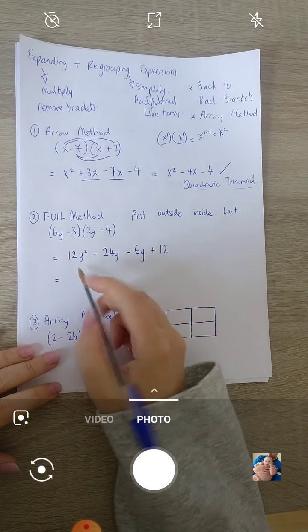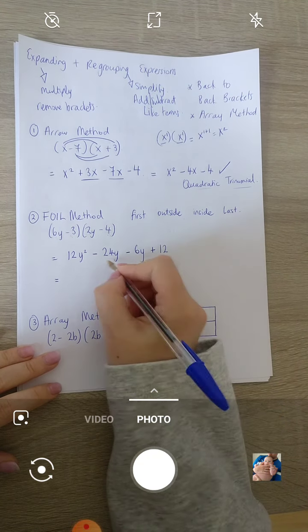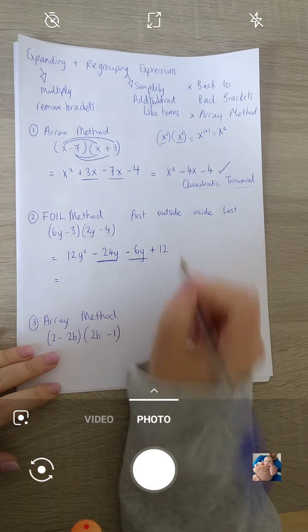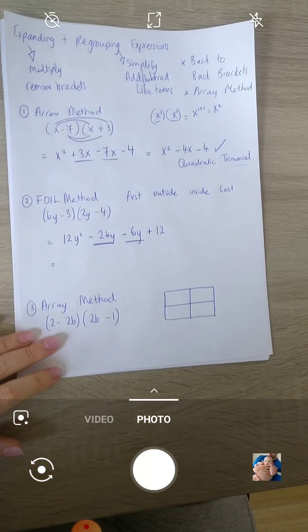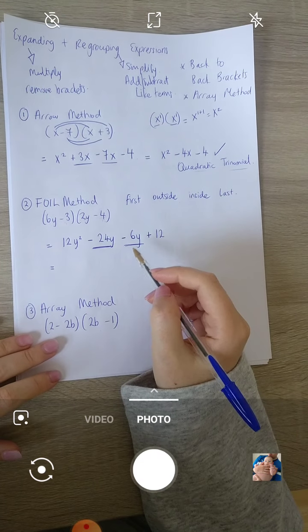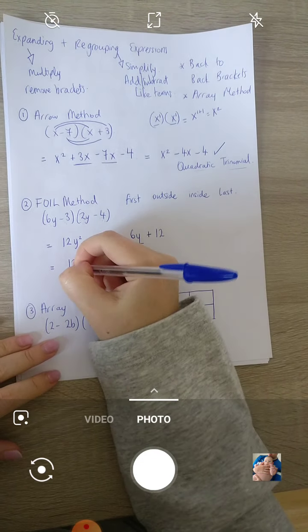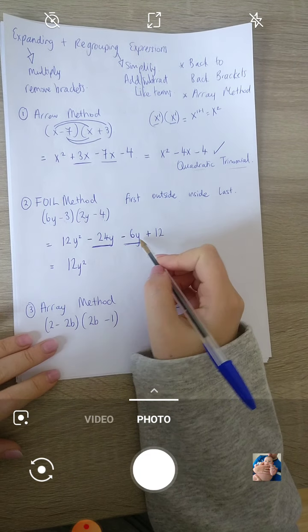So same as above, we've no other y squared term and we've no other constant, so they can't be changed, but our two inside terms are both y terms. So what that means, if they're both y terms, it means we have to simplify them here at this point. So we've 12y squared minus 24y minus 6y.